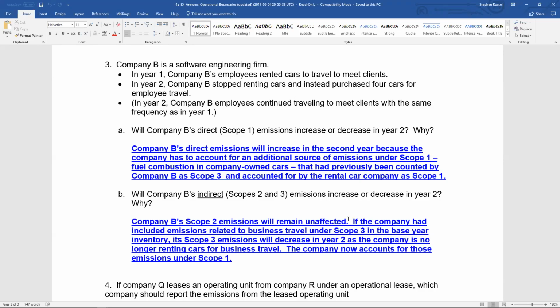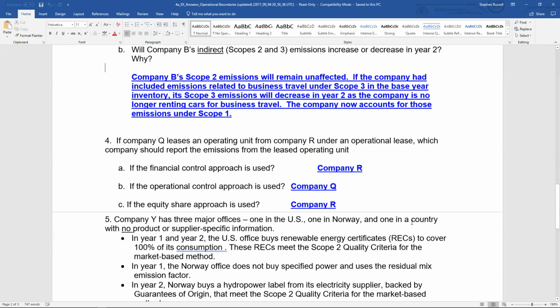Now, one point here that we'll pick up later on is that if the insourced activity is important in terms of its GHG emissions, then that insourcing might trigger a recalculation of the base year inventory. And the same is true for outsourcing. So that is an important point to keep in mind, and is something that we'll turn to shortly.